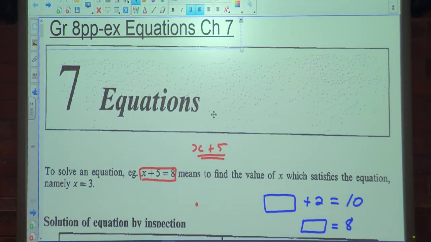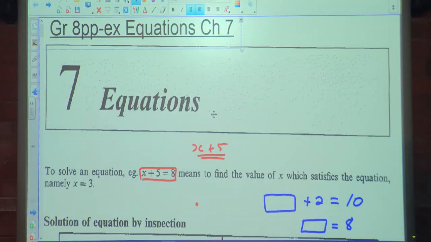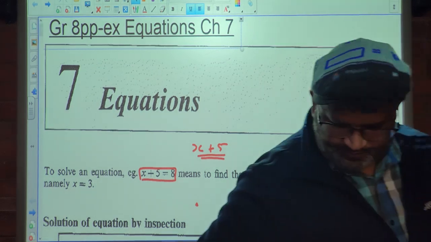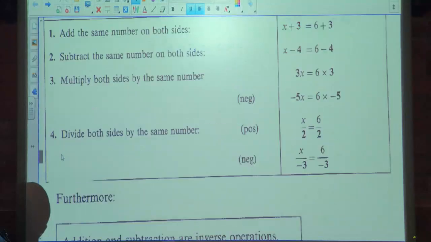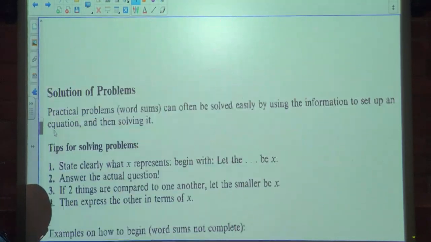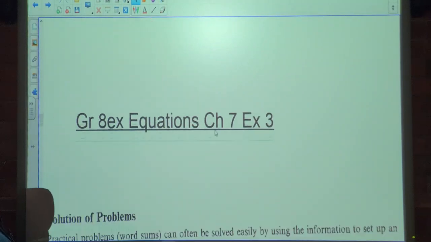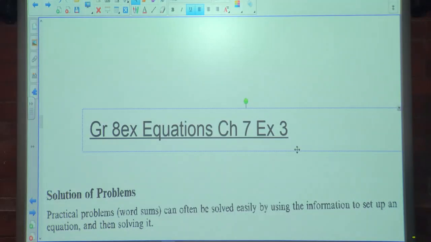Morning, class. So today we're looking at equations. We're looking at the examples for exercise 4. That's all? The 3 or 4? Exercise 4. Very good. Music. Oh, music is more important than maths. Nice.